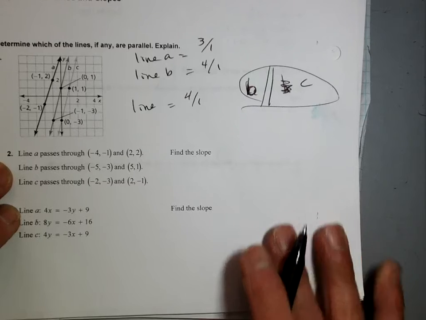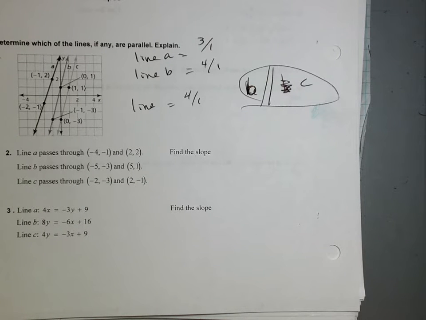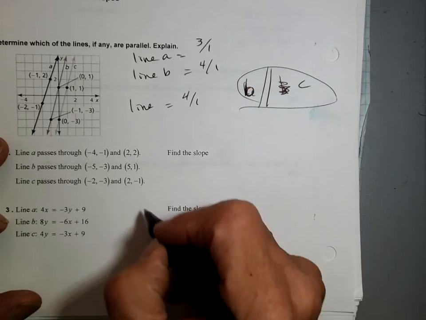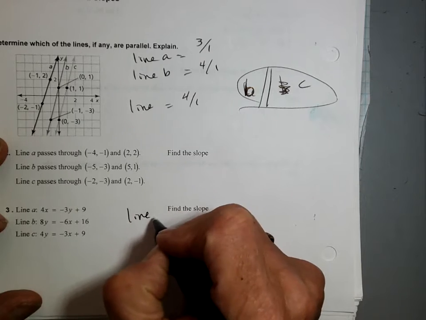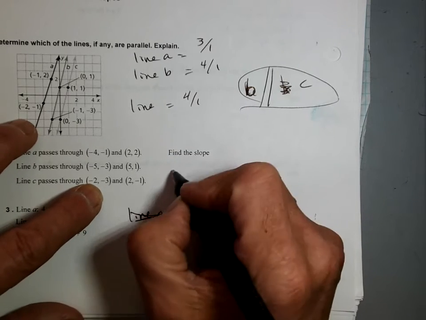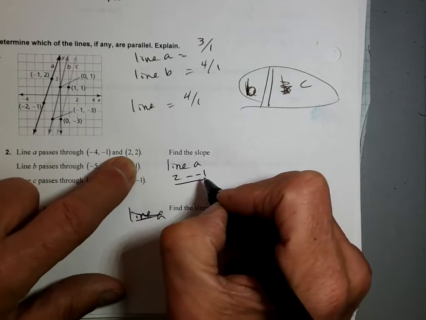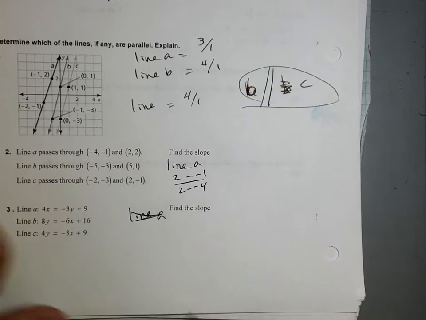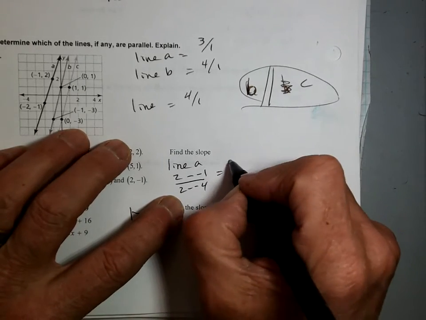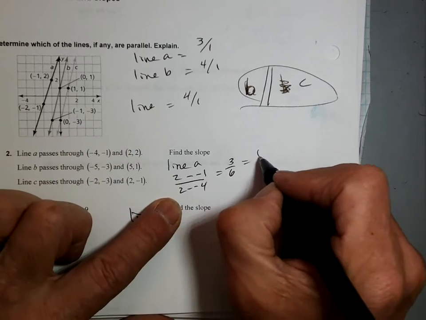All right, number 2. Now, if I've got to find the slope, I'm going to have to use the slope formula, which is, remember how we went, this minus this over this minus this. Remember how we did that before? So we take our y2 minus our y1. I'll go line A. I'm going to go 2 minus a negative 1 over a 2 minus a negative 4. That's 3 over 6, which is 1/2. Okay, so there's line A.